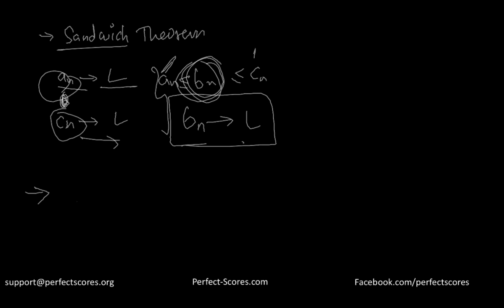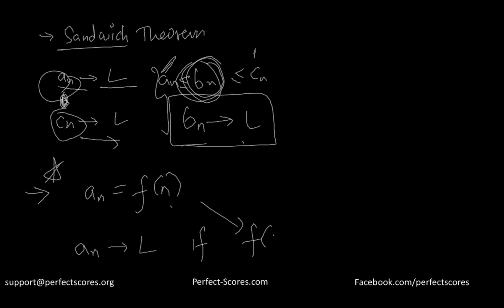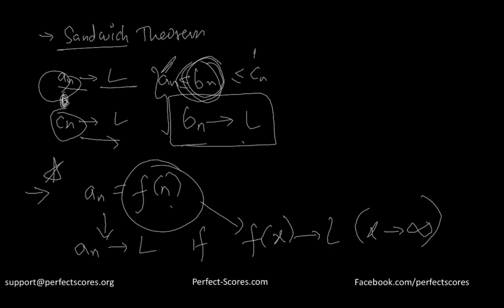Another important rule is that if An is a function of n, it could be any function of n. This An is going to converge to a constant if this particular function converges to a constant as x tends to infinity. We're going to talk about the rule of this in the coming videos, but you should know that if a series An is a function of n, then it converges to a constant if this function itself converges to a constant as x tends to infinity.